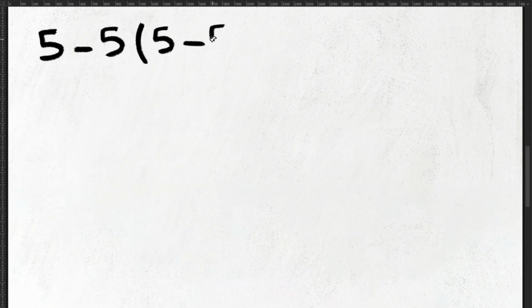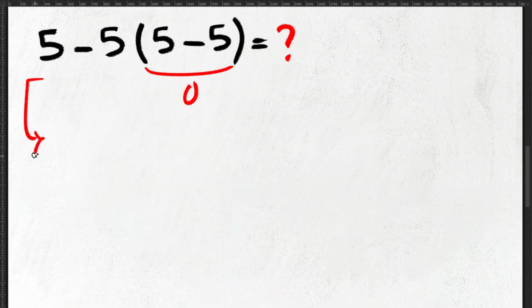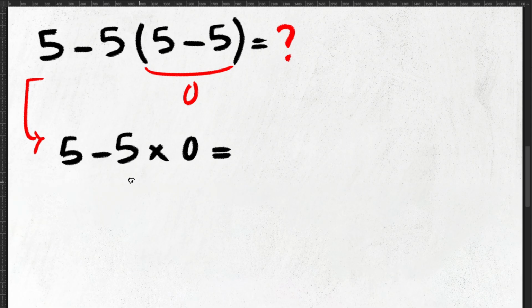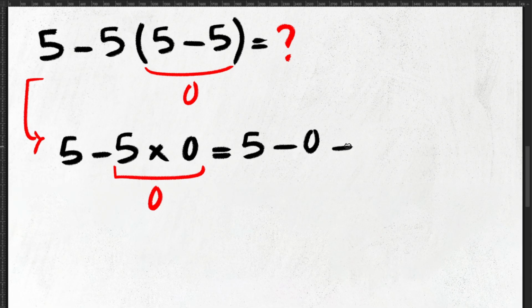Now let's solve the problem correctly. First, evaluate the parentheses. 5 minus 5 equals 0. Now the expression becomes 5 minus 5 times 0. Next, perform the multiplication. 5 times 0 equals 0. Now we have 5 minus 0, and that gives us 5. So the correct answer is 5, not 0.